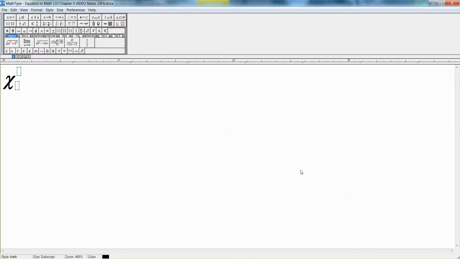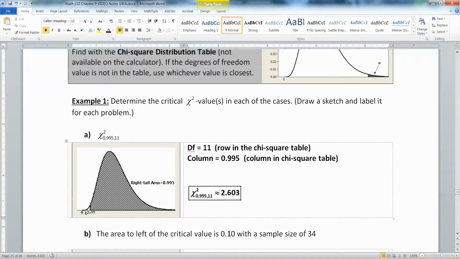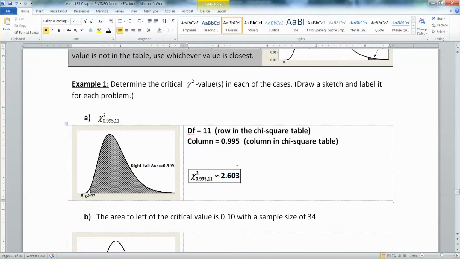Chi 0.995 comma 11 squared is about 2.603. You go to the 0.995 column, you go to the degrees of freedom 11, and you've got your number. All right, doesn't seem so bad so far.